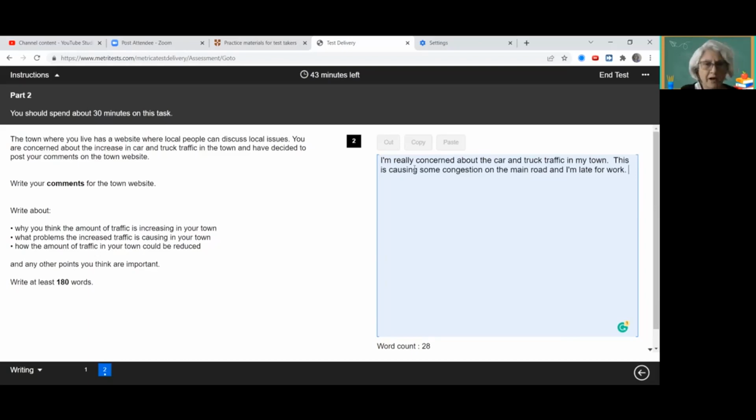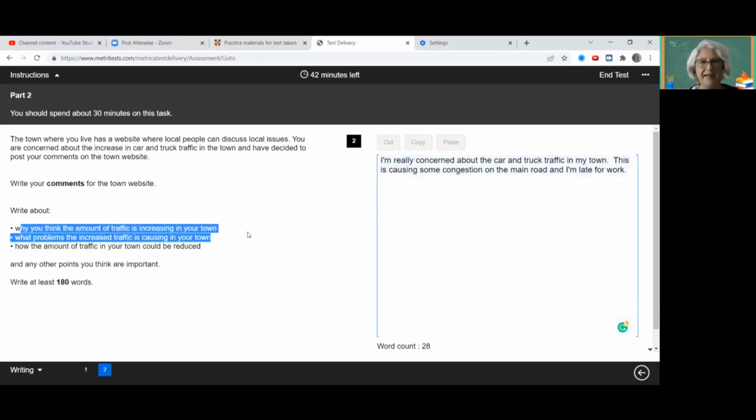Start writing down your ideas, your plan, why you think the amount of traffic is increasing in your town, too many cars, people are traveling at the same time. So you have to think of why this is and why you think the amount. So you want to write yourself a plan. And then what problems this is causing your town.